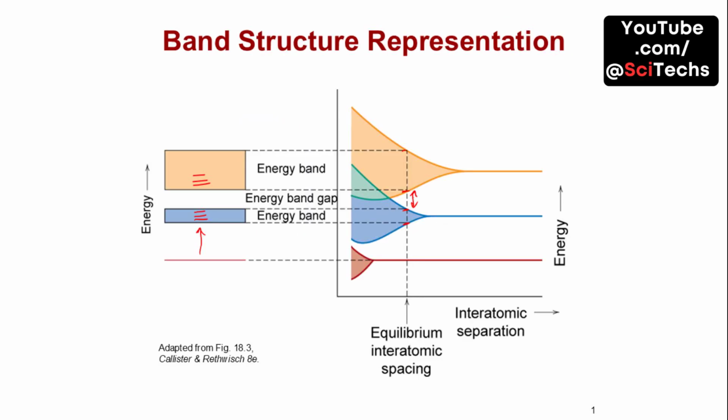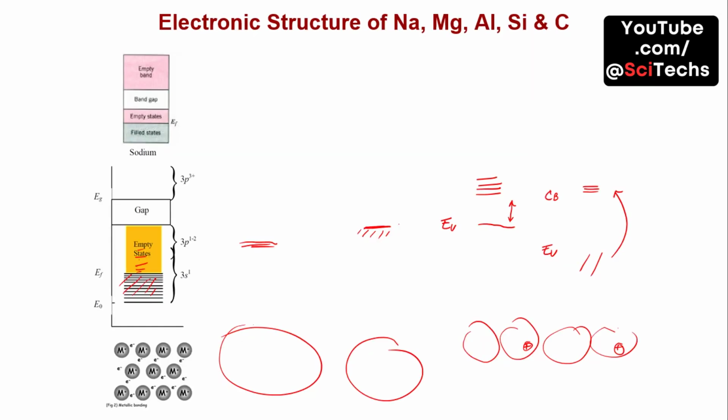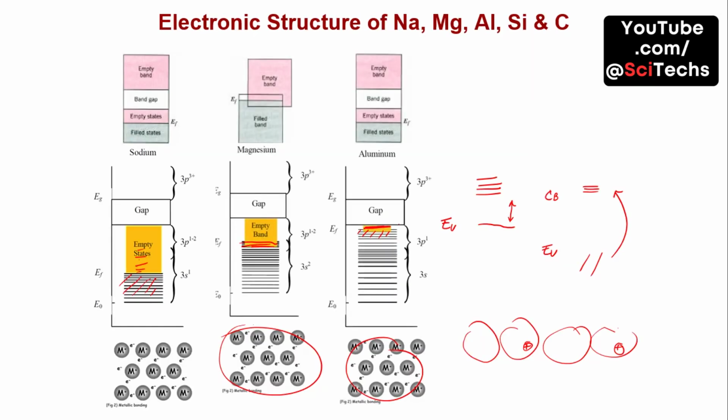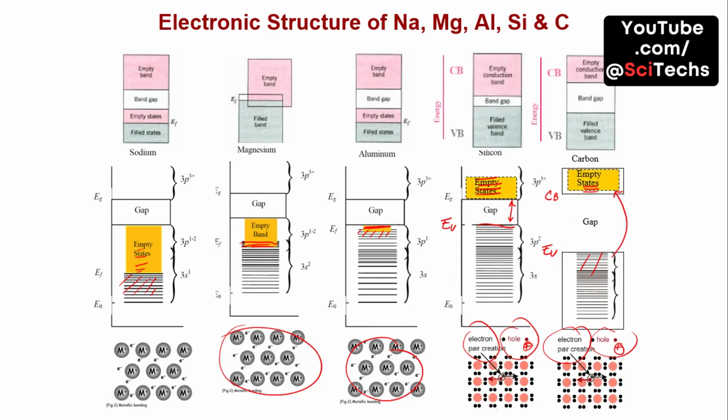Band structure representation helps us understand the energy levels within a material. The energy band gap is a key factor in determining whether a material is a conductor, semiconductor, or insulator. Different elements like sodium, magnesium, aluminum, silicon, and carbon have unique electronic structures. These structures influence their electrical properties and applications.